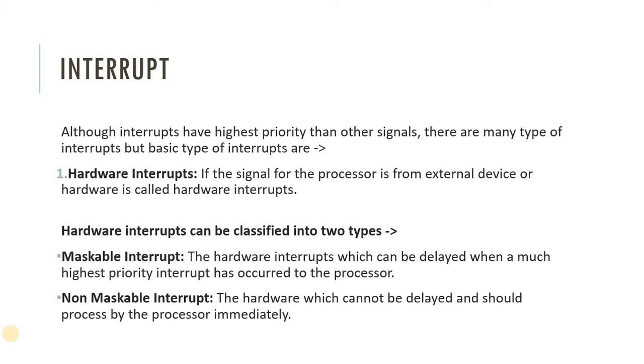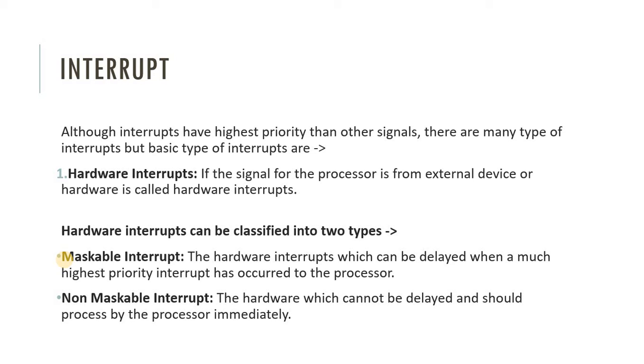If the signal for the processor is from an external device or hardware device, then it is called a hardware interrupt. So what does it mean? Let's understand hardware interrupts with an example. Suppose we press a key on the keyboard to do some action. This pressing of a key on the keyboard generates a signal which is given to the processor to do the action, and such interrupts are called hardware interrupts.